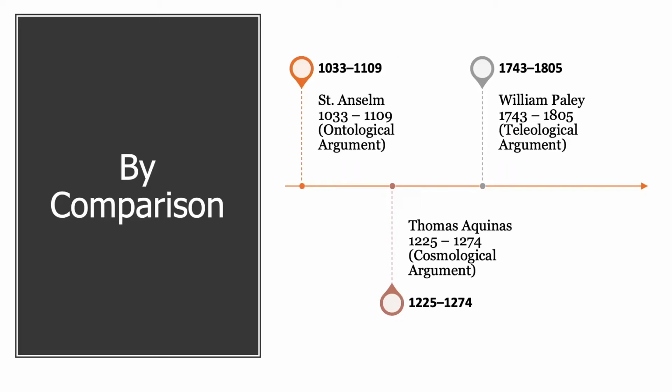So, to compare this to the times that the other figures that we've looked at lived, St. Anselm was born in 1033 and died in 1109. St. Anselm gave us the ontological argument. Thomas Aquinas was born in 1225 and died in 1274. He's the one who gave us the cosmological argument. And William Paley was born in 1743 and died in 1805. And as we'll see, he's going to give us something called the teleological argument.